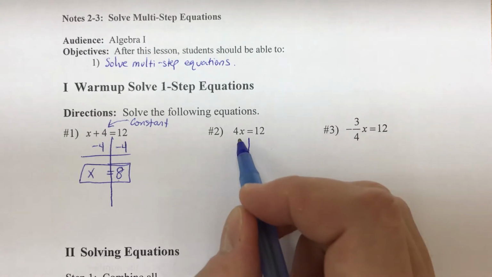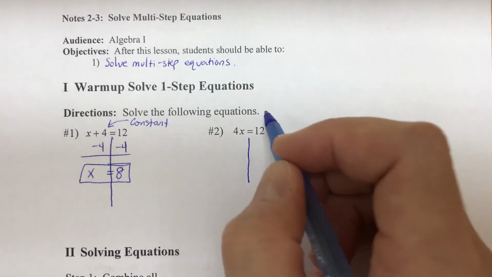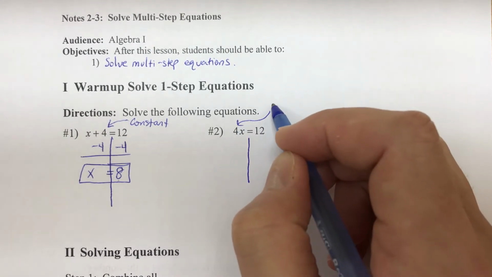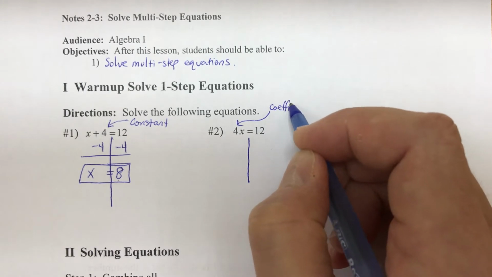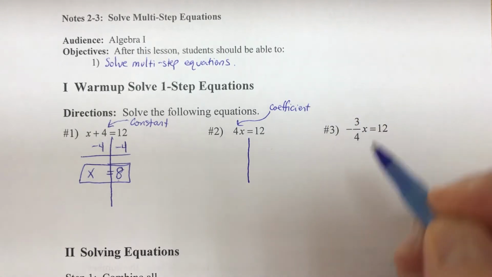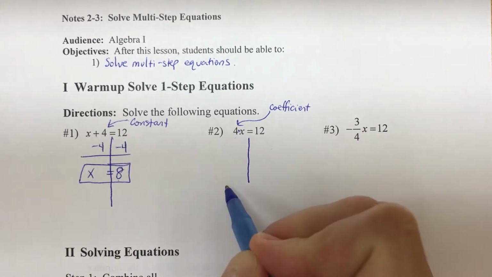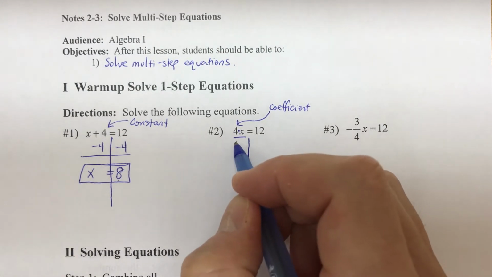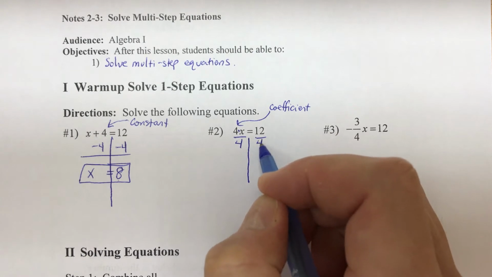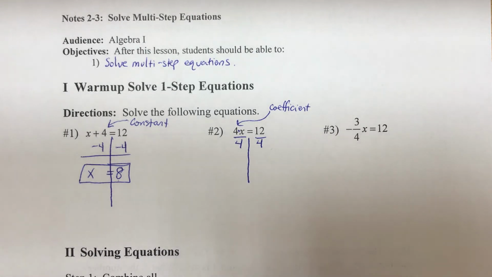In number 2, we have 4 times x is equal to 12. So now the 4 is a coefficient. That's a number that multiplies the x. To undo multiplication, what we do is we divide. But again, we must do the same thing to both sides.